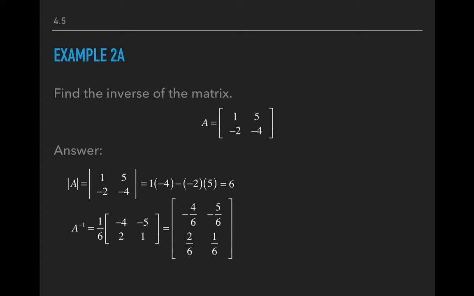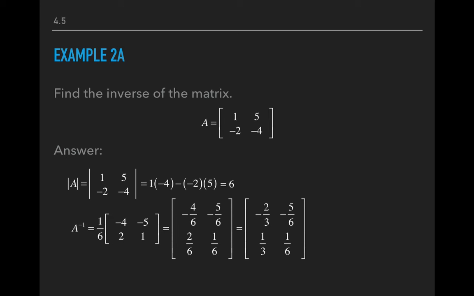When we do that, we'll have negative 4/6, negative 5/6, a positive 2/6, and a positive 1/6. And we can simplify that down to a negative 2/3, negative 5/6, a 1/3, and 1/6. If you took this matrix and multiplied it by A, you would get the identity matrix. Let's try one more of these, and then I'll show you why it's important to be able to find this inverse matrix.